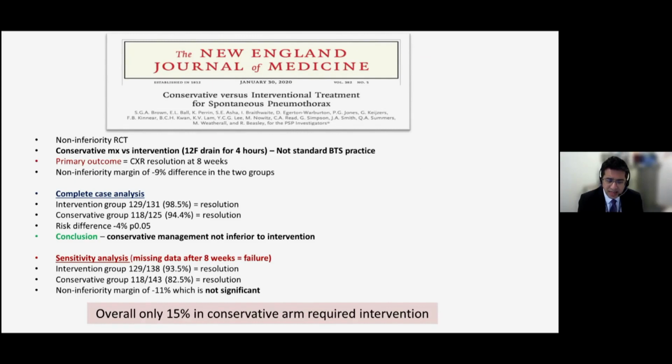So this was an Australian study. It was a non-inferiority trial looking at conservative management versus intervention. So that was a 12 French drain for 4 hours, which is not really standard BTS practice. And their primary outcome was chest X-ray resolution at 8 weeks.